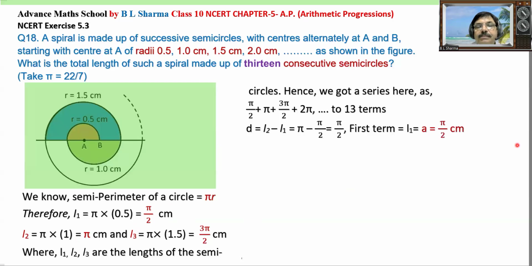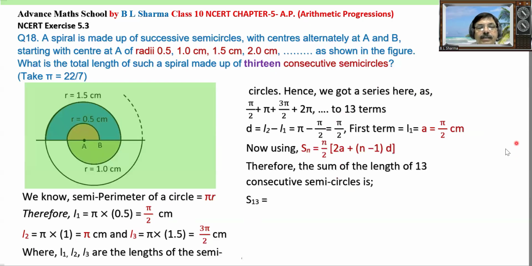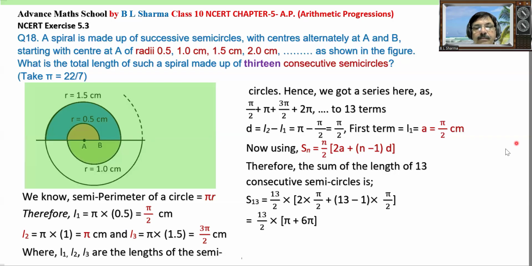The first term is pi by 2. Common difference is also pi by 2. And n is equal to 13. Put the value. In place of n, put 13. So S13 is equal to 13 by 2 into [2a], that is 2 into pi by 2 plus (13 minus 1) into d. d is also pi by 2. So 13 by 2 into [pi plus 11 pi by 2 =] 13 by 2 into 7 pi.